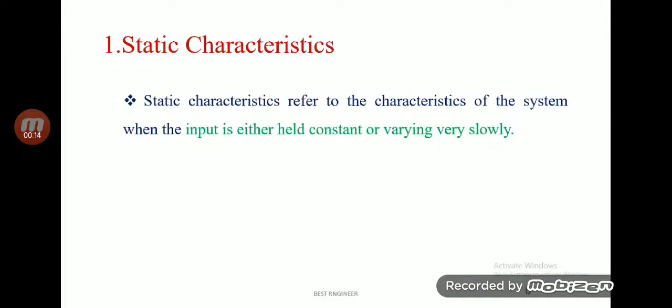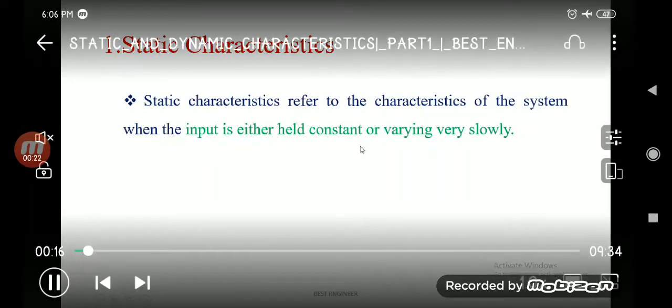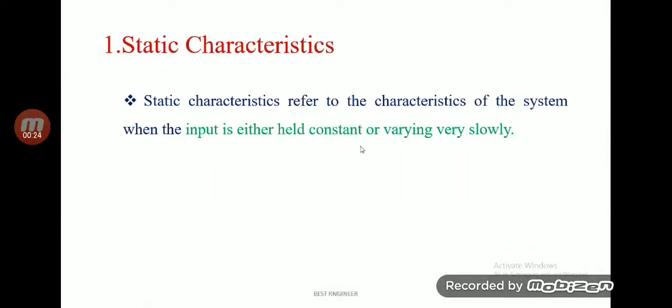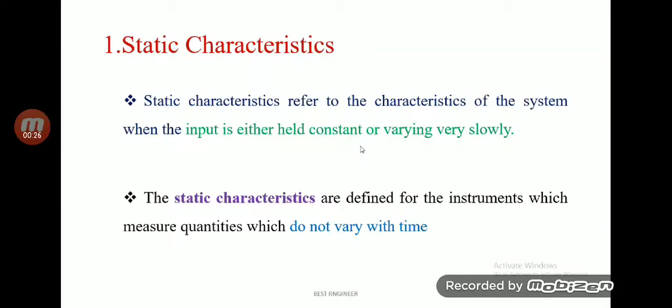Static characteristics refer to the characteristics of the system when the input is either constant or varying very slowly. In other terms, static characteristics are defined for an instrument which measures quantities which do not vary with time. It will keep constant. It will not vary with respect to time. That is called static characteristics.